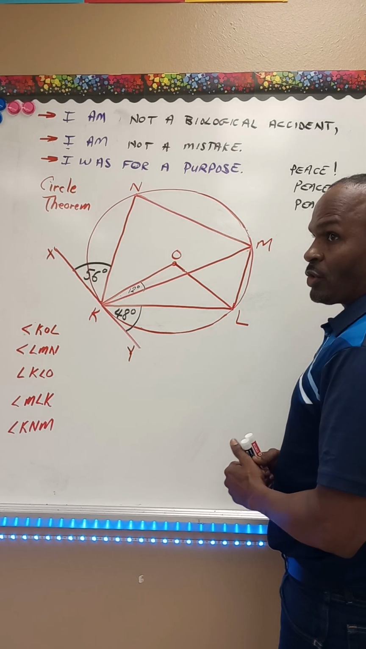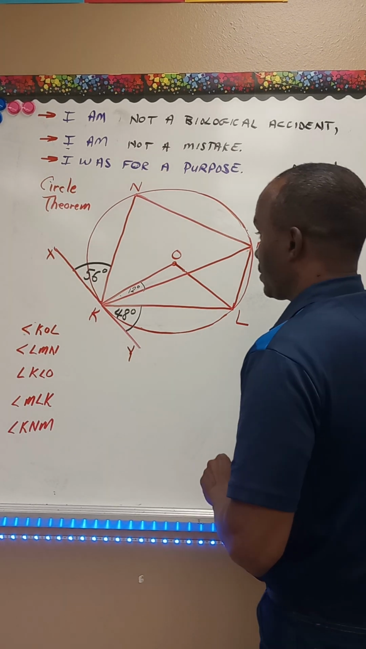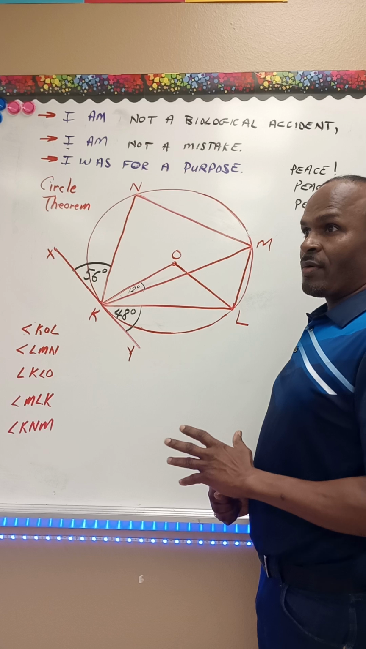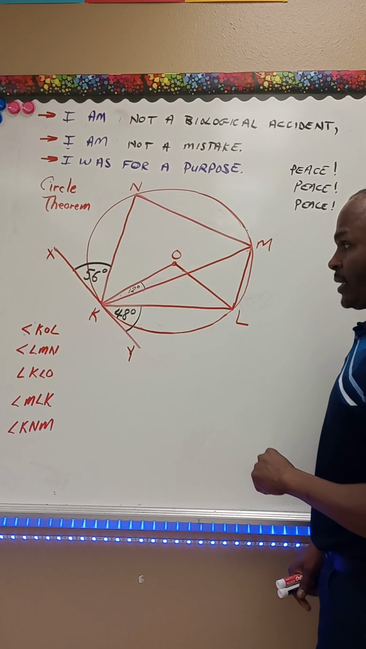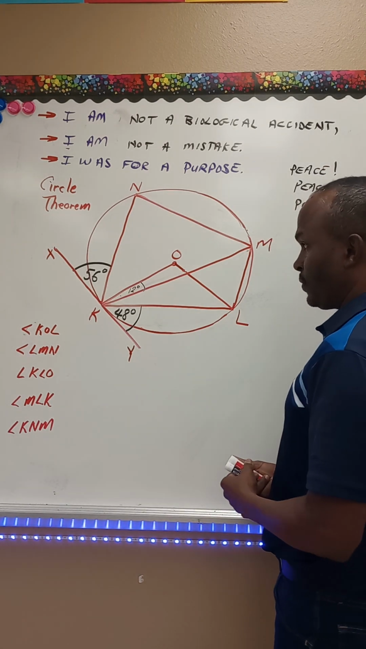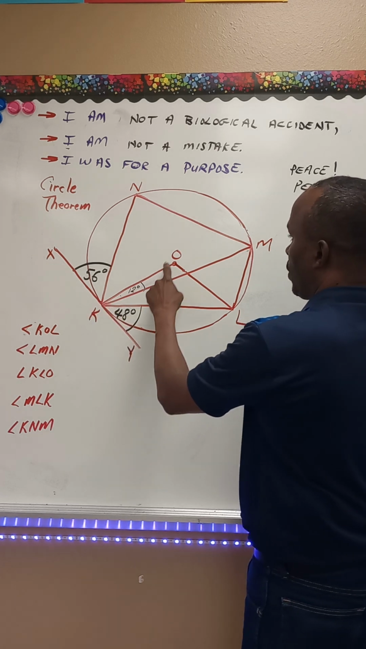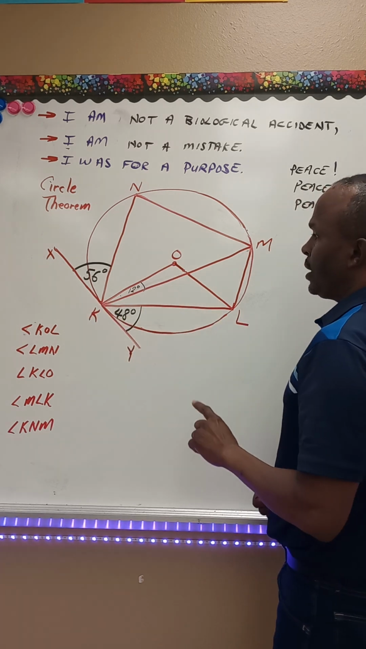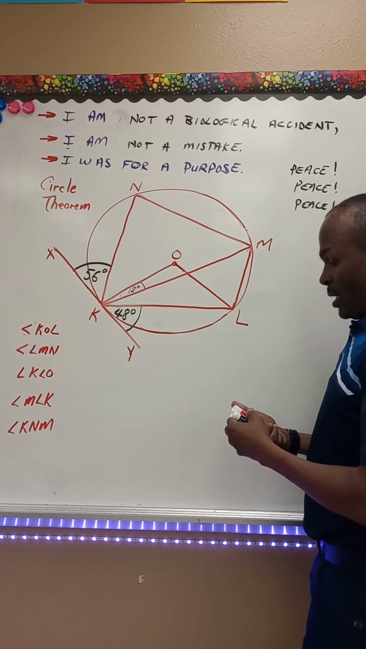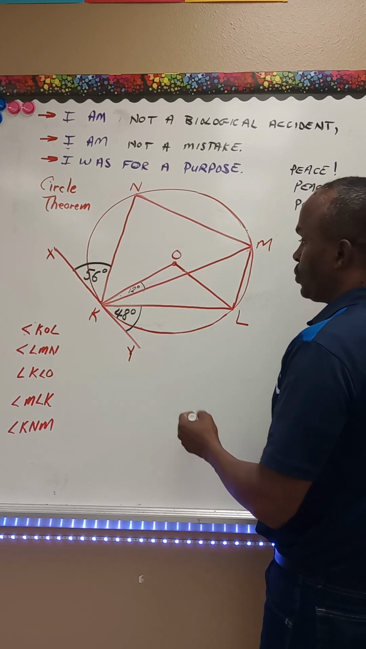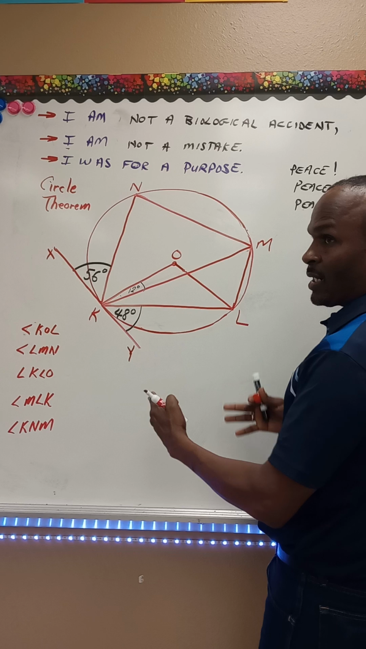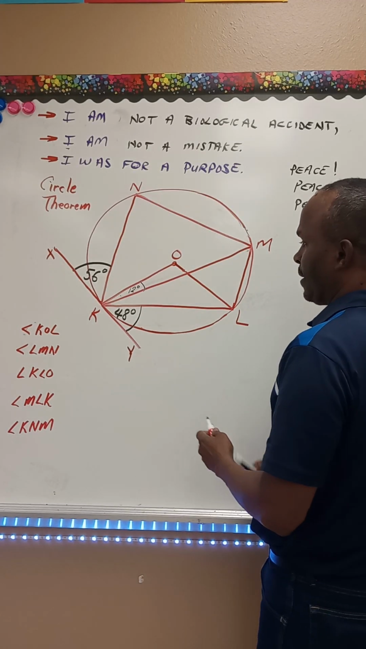Based on what's being asked, you're going to zoom in on that particular part of the diagram and not the entire diagram. So for example, I want you to find angle KOL. In order to find angle KOL, the first thing that you would have to do is some analysis. Analyze the diagram.